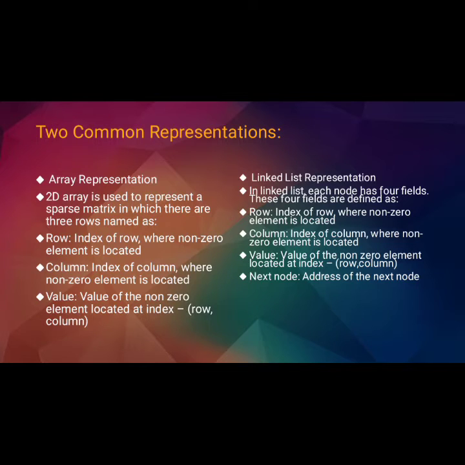In linked list representation, each node has four fields. These four fields are defined as row, column, value, and next node. Row is the index of the row where the non-zero element is located. Column is the index of the column where the non-zero element is located. Value is the value of the non-zero element located at that row and column. And next node is the address of the next node.